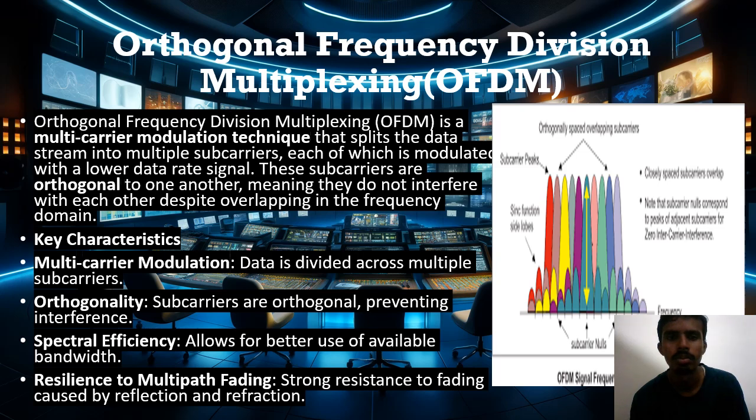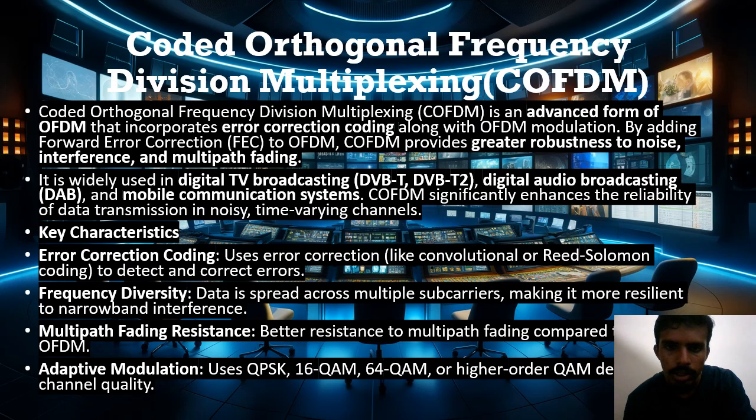The key characteristics of this are multi-carrier modulation: data is divided across multiple subcarriers. Orthogonality: subcarriers are orthogonal, preventing interference. Spectral efficiency allows for better use of available bandwidth. Resilience to multipath fading: strong resistance to fading caused by reflection and refraction. There are mathematical formulas that show that orthogonal frequency division multiplexing plays an important role in the transmission of digital data.